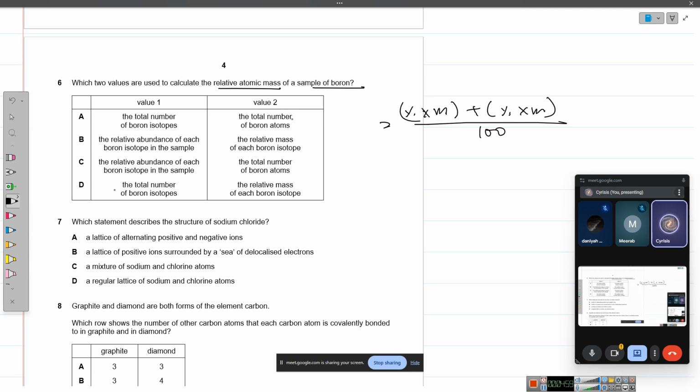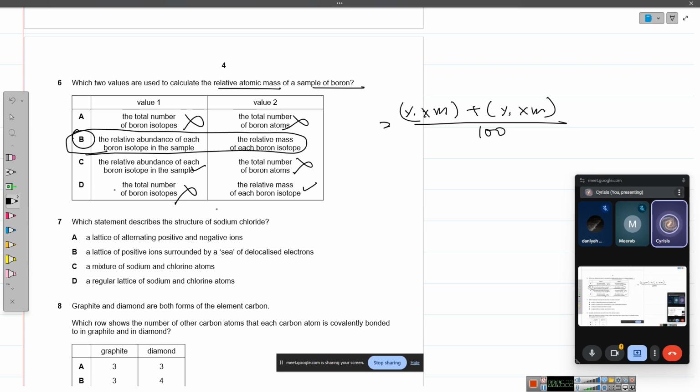So total number of atoms, that's not important for us. Neither is this, right? The relative abundance of each of the sample and the relative mass of each boron. So B, right there for you. This and total, again wrong, right? Total number of isotopes, again wrong, right? This is correct and this is correct. So the only option viable over here is B for us.